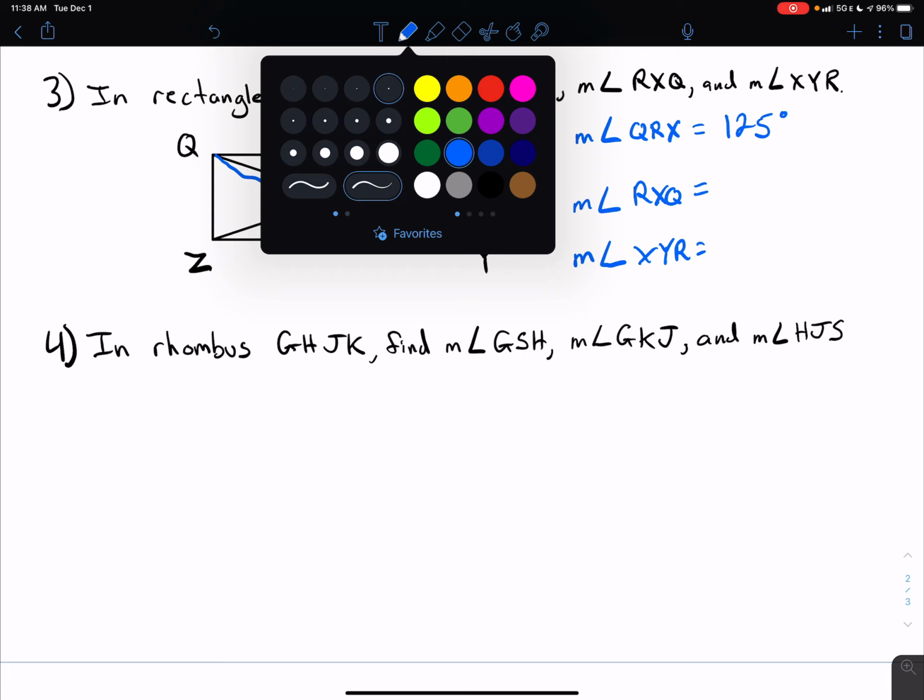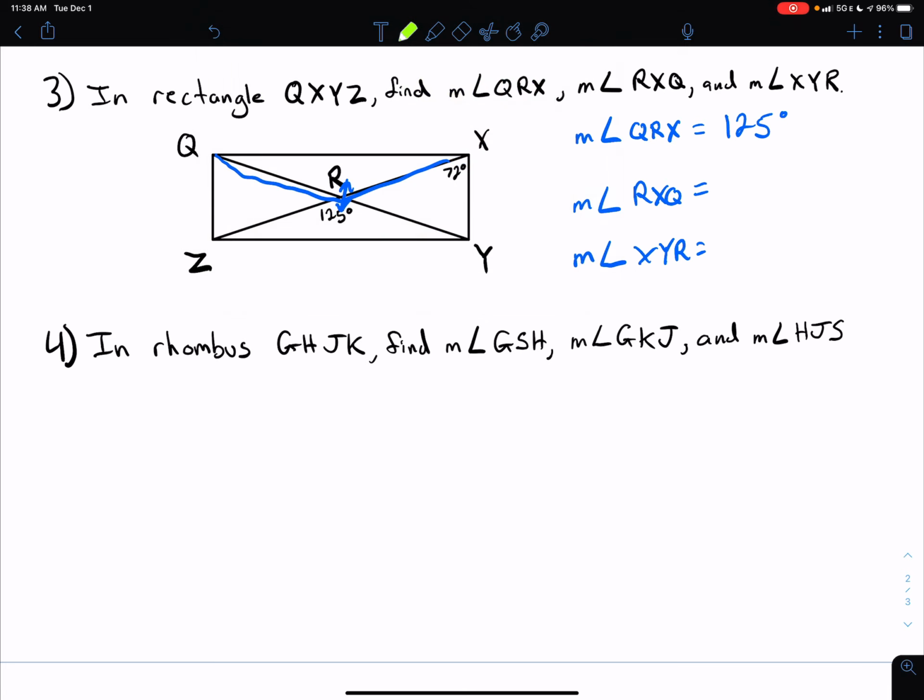All right, I'm going to switch colors. So I can do RXQ. So it's this angle. Well, this is a rectangle. So I know that this is a 90-degree angle, but it has 72 degrees of it already used. So if I take 90 degrees minus 72 degrees, then I will find that it is 18 degrees left. 18 degrees.